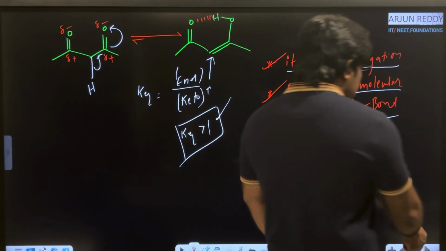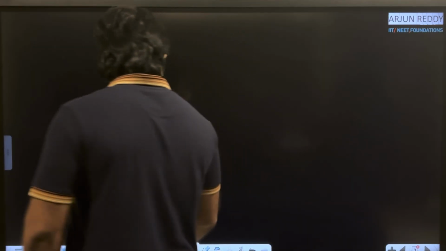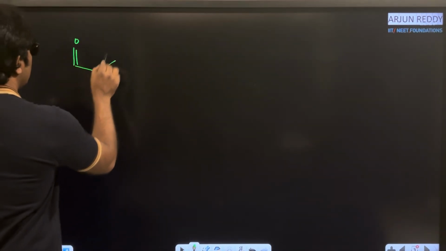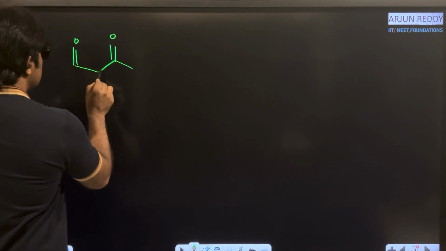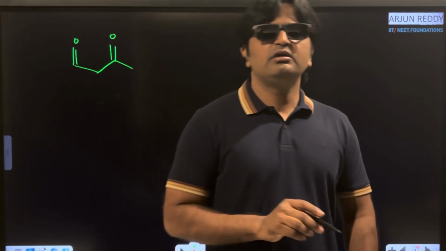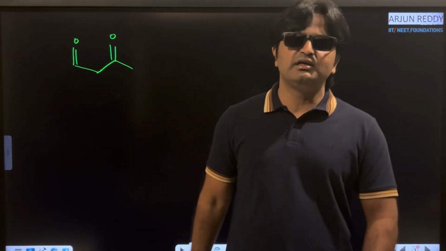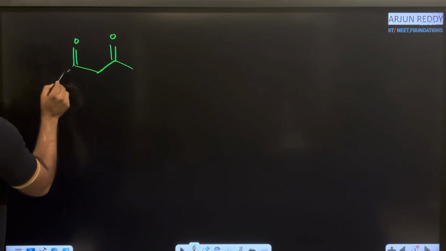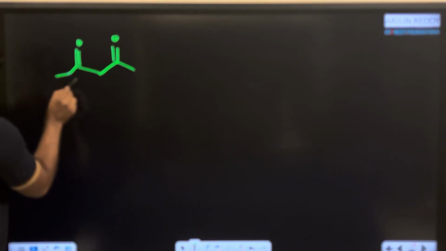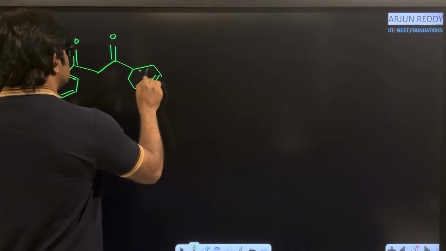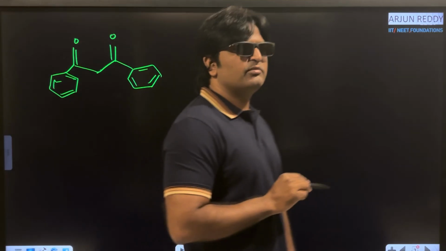Yeah, one more example. Same 1,3 dicarbonyl compound, right? Here I am going to take same thing, C double bond O, again C double bond O. But what is the difference when compared to the previous example? In the previous example, we have methyl groups left and right side. But here, just for a change, instead of methyl groups, I am taking phenyl groups. Yeah, phenyl groups are there. Very good, fine. That is our molecule.